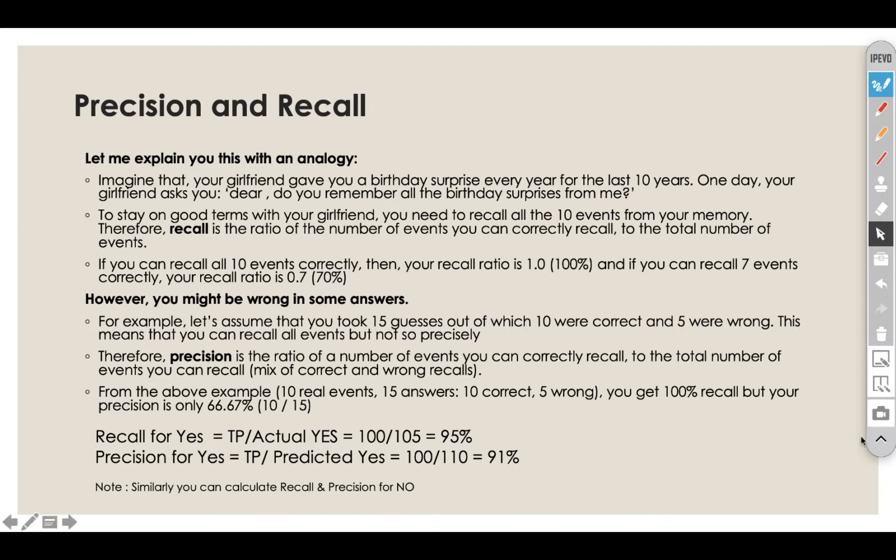Okay, this is all about precision, recall and confusion matrix. This we are using in classification models.